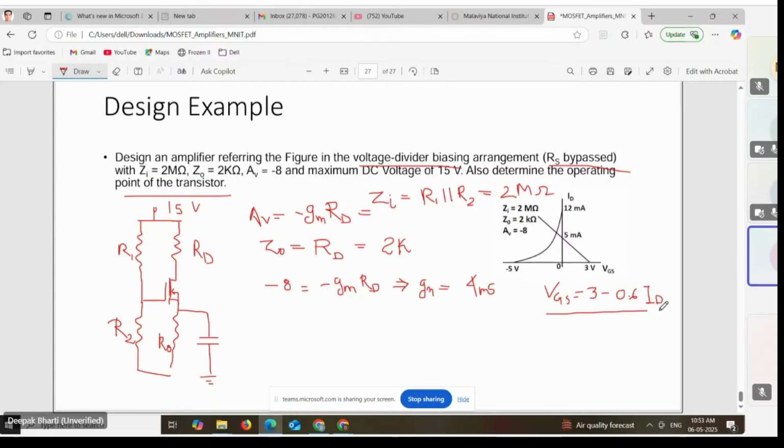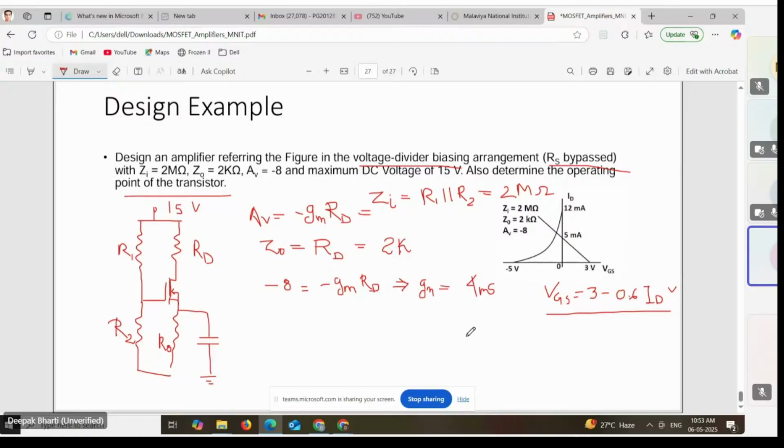So you can also do the reverse way. Like you can see, using this equation, whether we are getting these two intercepts or not. So on the VGS axis it will be 3 volt and on the ID axis it will be 5 milliampere. So it is getting verified. So this is the equation of the load line.